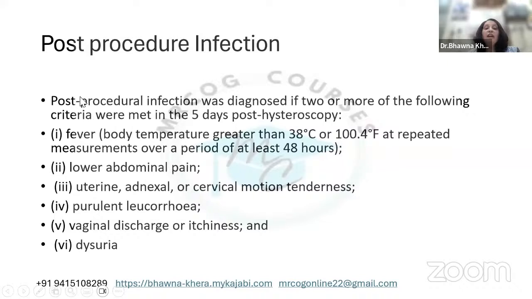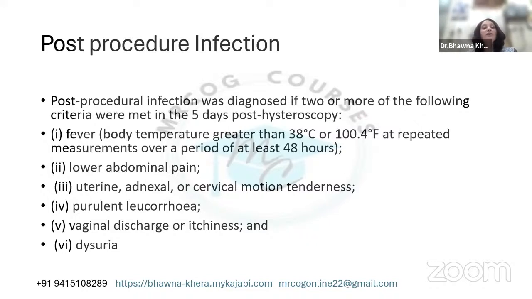Now, how can we diagnose post-procedure infection? Post-procedure infection can be diagnosed if 2 or more of the following criteria are met within 5 days post-hysteroscopy. If you see these criteria in the 5 days post-hysteroscopy, then you can diagnose it as a post-procedure infection. So what are the criteria? There you have to look at.